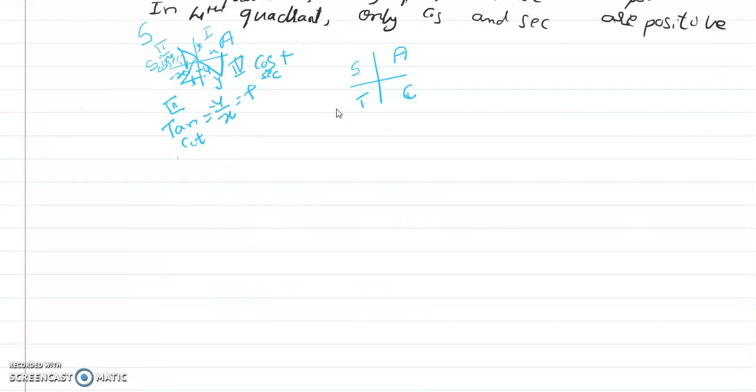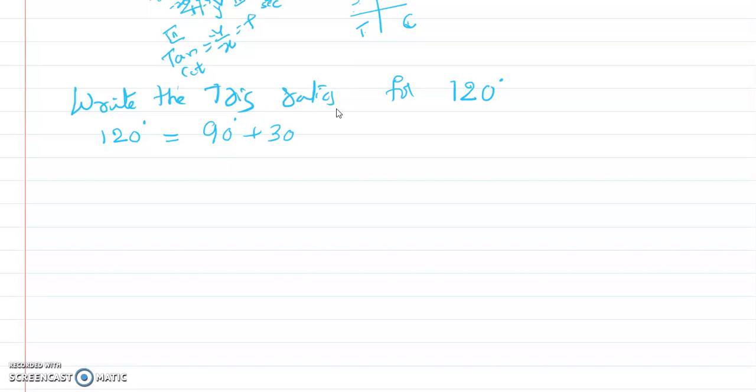Now, I will consider some examples. Write the trigonometric ratios for 120 degrees. In the last doubt clarification you have seen, 120 degrees can be written either as 90 degrees plus 30 degrees or as 180 degrees minus 60 degrees.